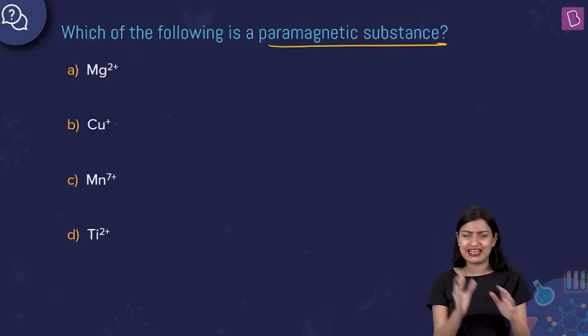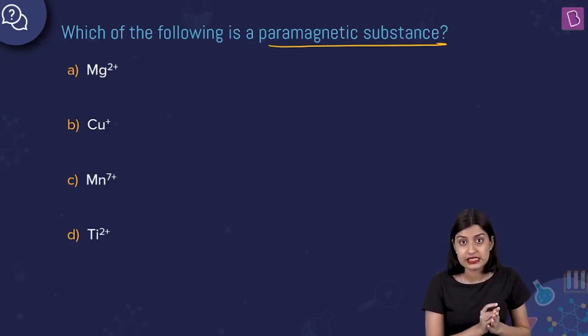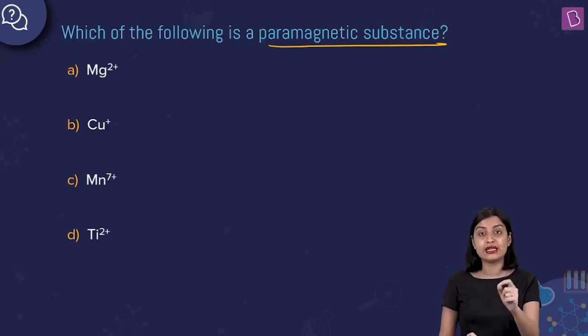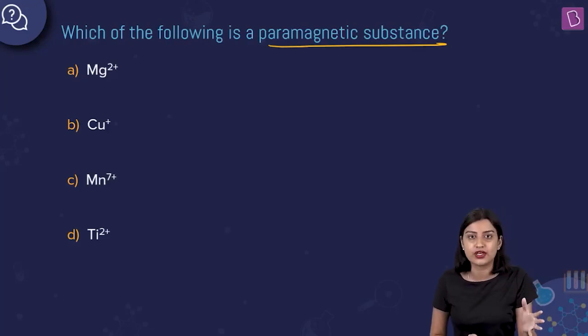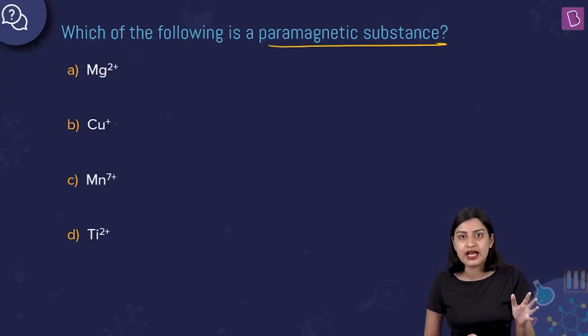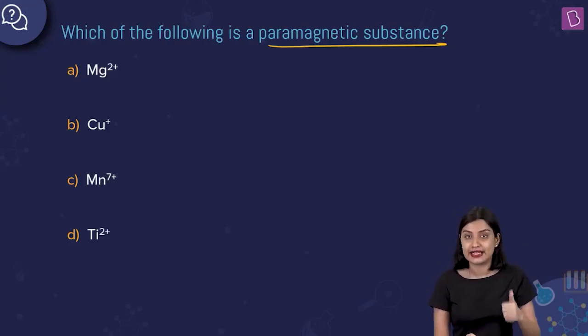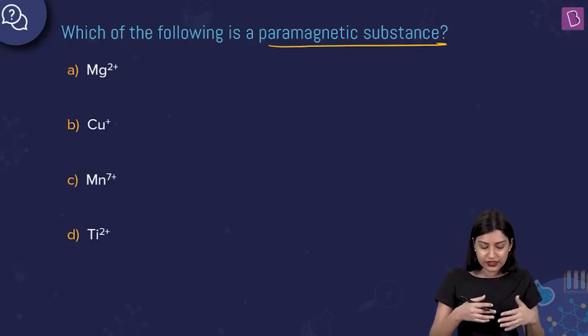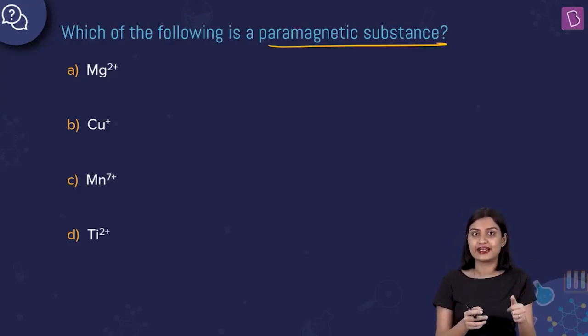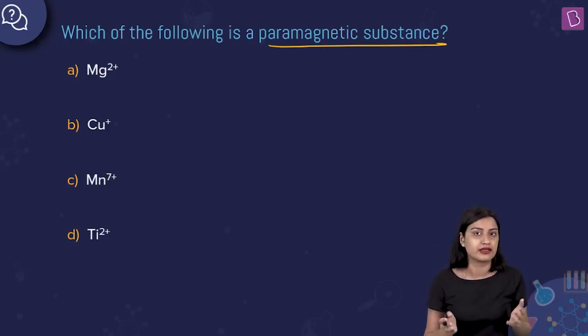That is all an entirely different discussion that you will have in physics. Here, what do we care about? We care about whether the substance is paramagnetic or not, whether it is paramagnetic or whether it is diamagnetic. So you have to find out whether you have unpaired electrons or not. If in any of these ions you have an unpaired electron, then that is going to become a paramagnetic substance.